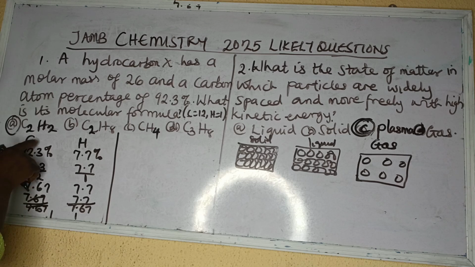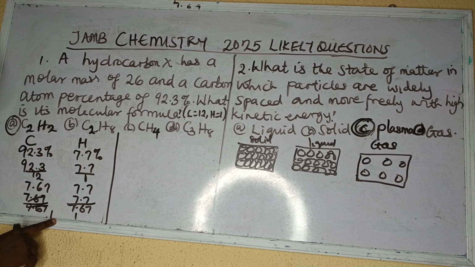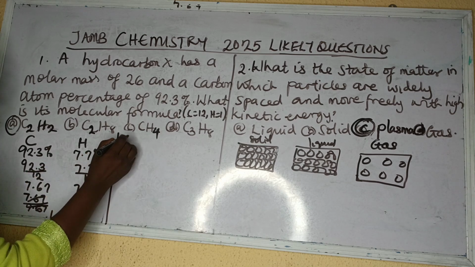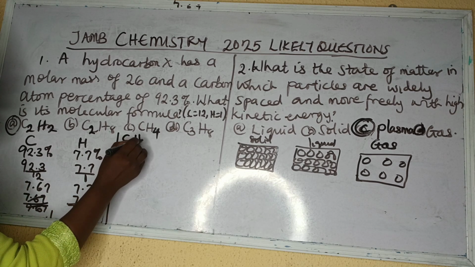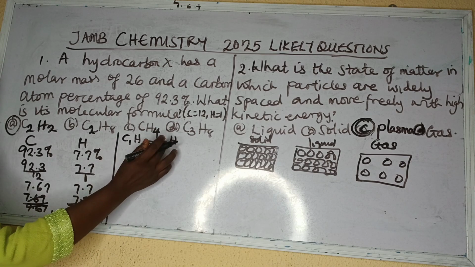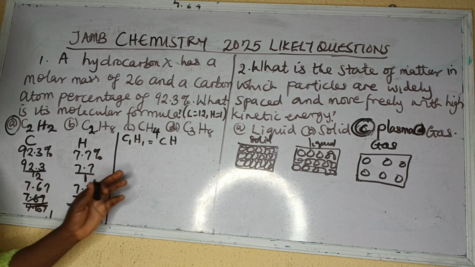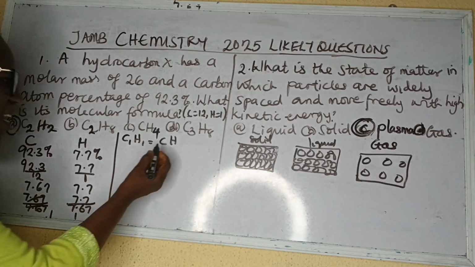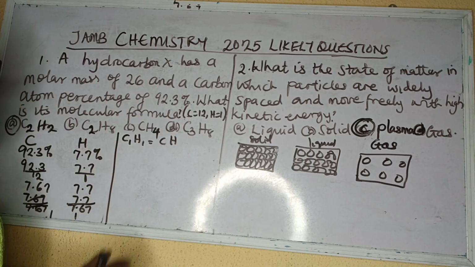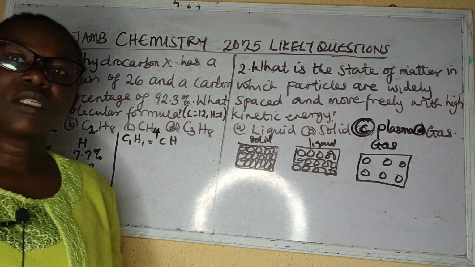So it means that the ratio of carbon from the information provided is 1, and the ratio of hydrogen is also 1. So in other words, we have C1H1, which means CH, because the 1 there is invisible. This is the empirical formula that shows the simplest ratio of atoms of elements in this hydrocarbon. Carbon has the simplest ratio, which is 1, and hydrogen also has the simplest ratio, which is 1.